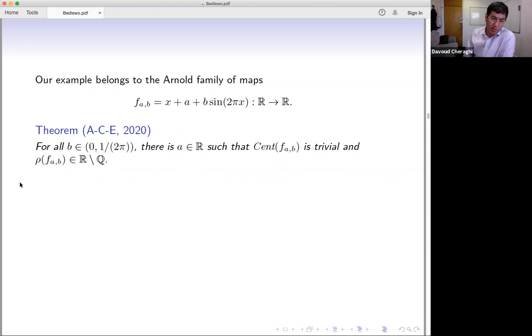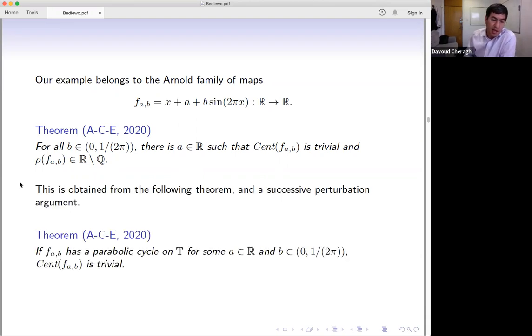This theorem is obtained from a theorem for parabolic maps and a successive perturbation argument. The result for the parabolic maps is that whenever you have a map of this form, which has a parabolic cycle on the circle, then its centralizer is trivial. In the rest of the talk, I would like to give ideas about how these theorems are proved.